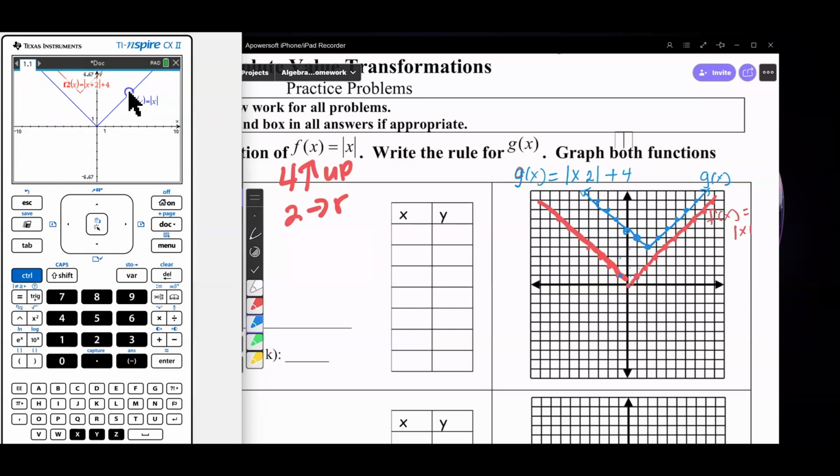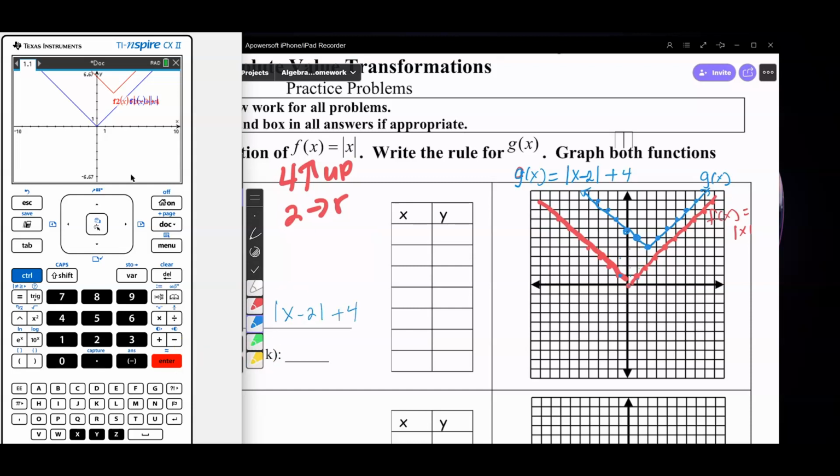And you notice it went up, but when I placed plus 2, it went to the left. So what is it going to have to be? It's going to have to be minus 2. Now, if I come over here and I click on this and I write minus 2, you notice that the graph will go to the right. So what's the new equation? It's going to be the absolute value of x minus 2 plus 4.